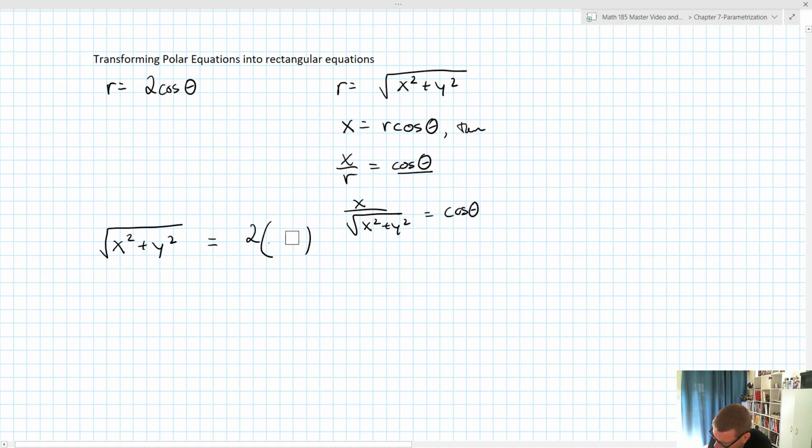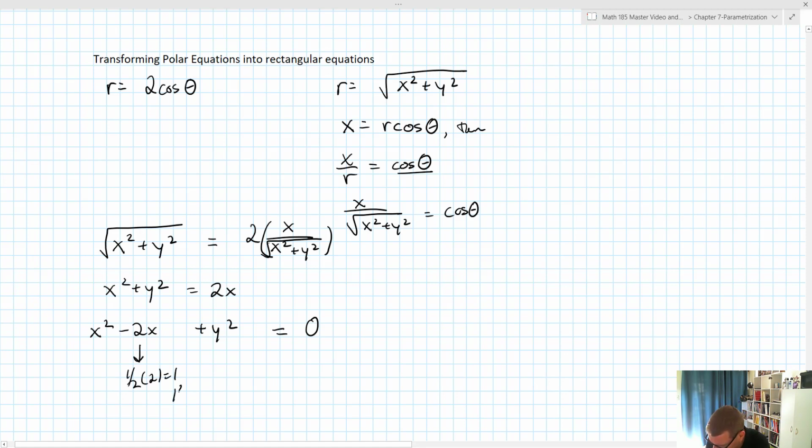So let's change all of that over. We have 2x over the square root of x squared plus y squared. Now I'm going to multiply by the square root of x squared plus y squared. So this is x squared plus y squared equals 2x. I'll move all of my x's and y's over to one side: x squared minus 2x plus y squared equals 0. Now I'm going to complete the square. Half of 2 equals 1, and then we square it, we get 1 squared.